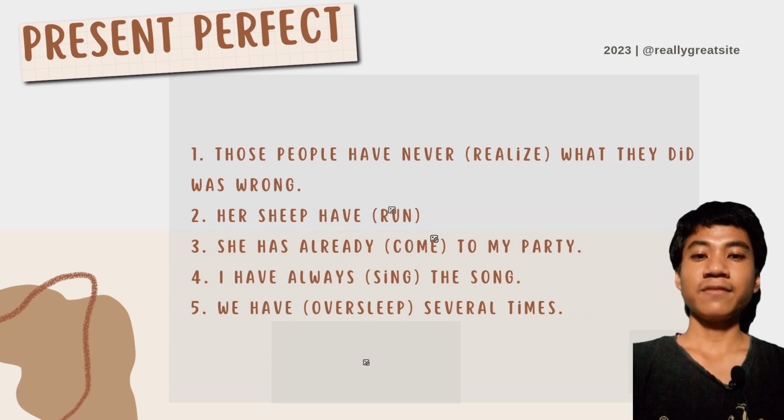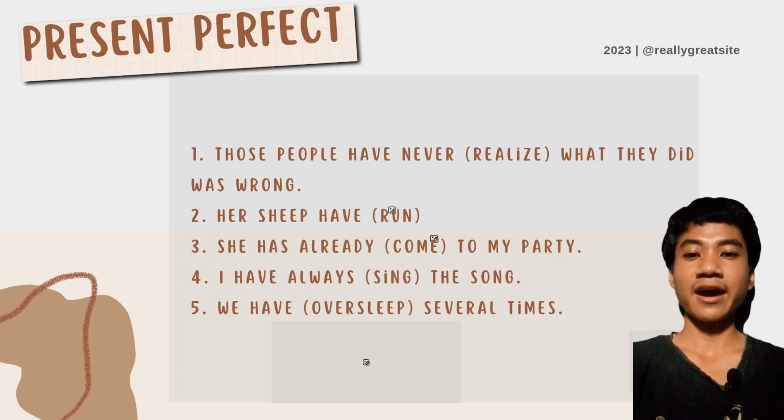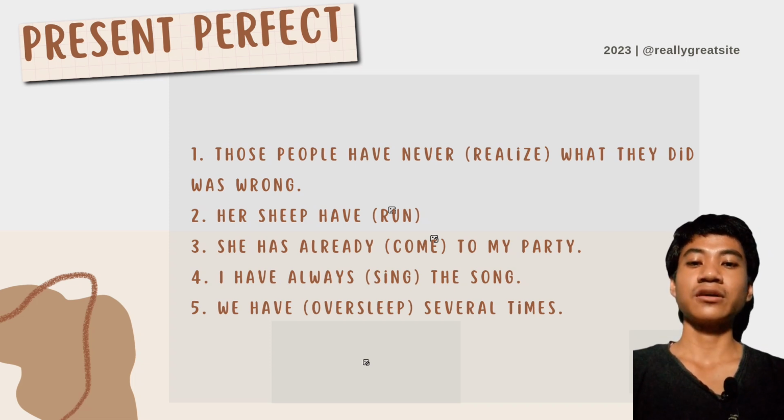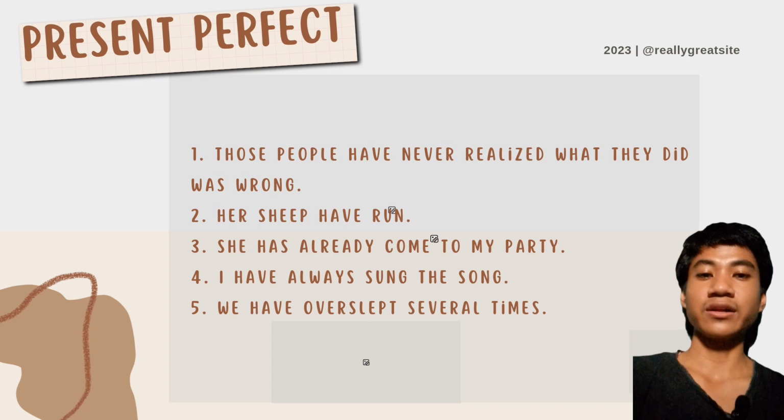Let's find the correct past participle. 1. Those people have never blah blah. What they did was wrong. 2. Her sheep have blah blah. 3. She has already blah blah to my party. 4. I have always blah blah the song. 5. We have blah blah several times.